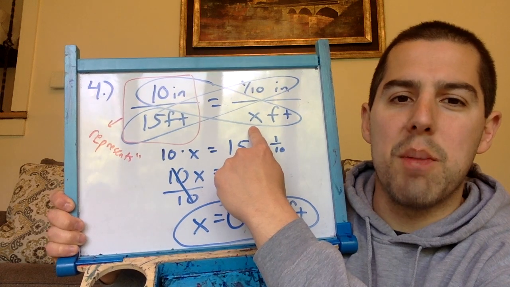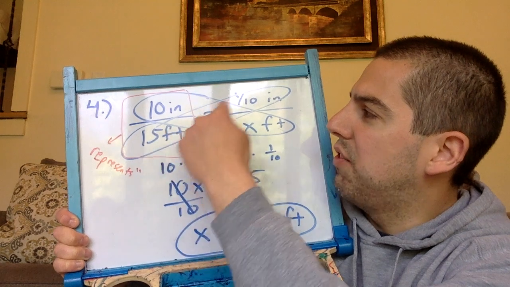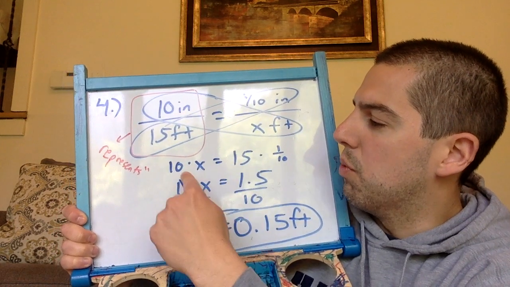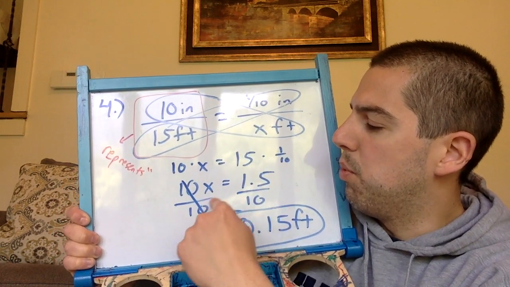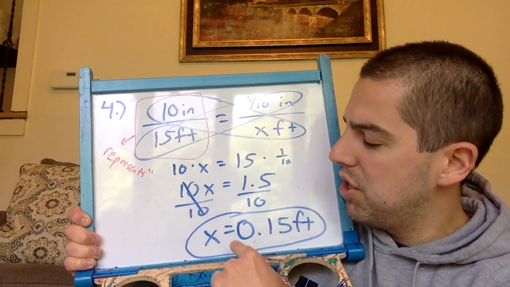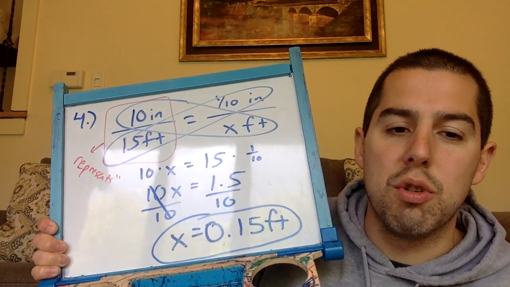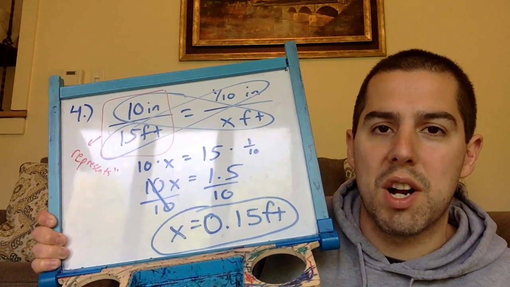So I'm going to put my variable there, and then it's just cross multiplying. 10 times x, 15 times 1/10. Here's the work for that. 10x equals 1.5. Divide both sides by 10 to isolate the variable and balance the equation. And you get x equals 0.15 feet. Make sure you label your answer in feet or inches, whatever the label is.